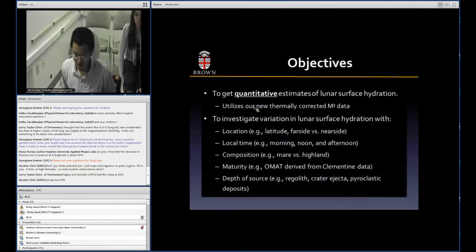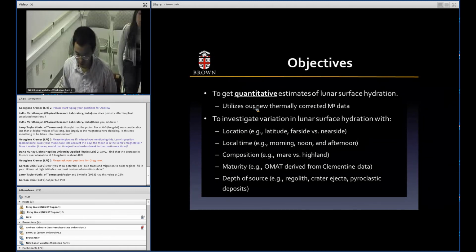So our objective in this study is to get quantitative estimates of lunar surface hydration. We're going to use our new thermally corrected M3 data. And then we want to investigate the lunar surface hydration variation with the location, for example, the latitude, the far side and near side. And then the variation with the local time, for example, from local morning to noon and to the afternoon. And then we want to know the variation with the composition, for example, the mare and highland. After that, we want to investigate the hydration variation with the maturity.